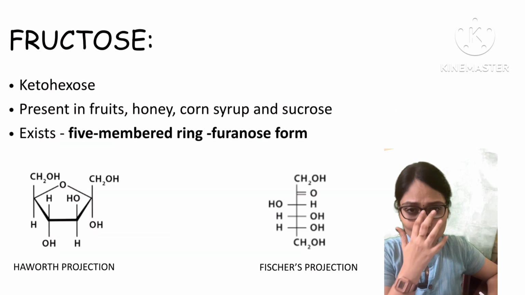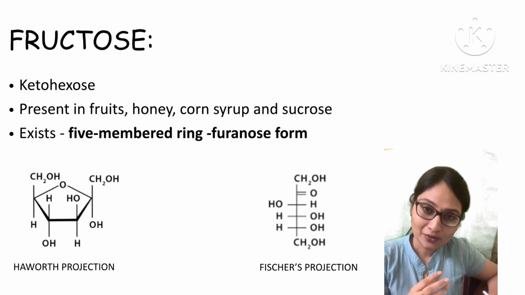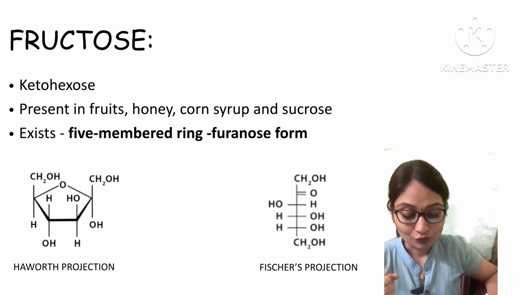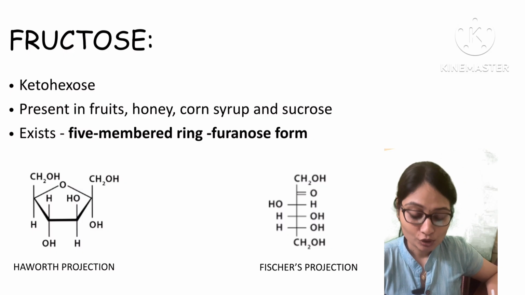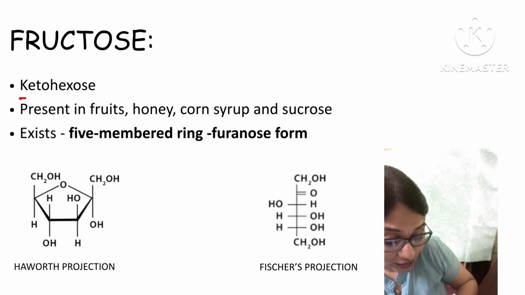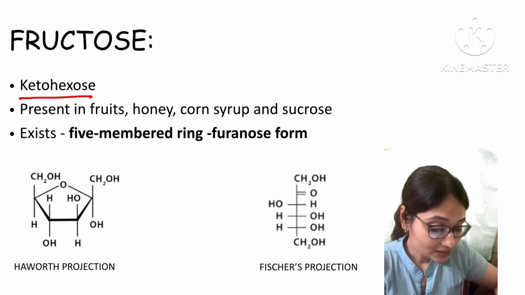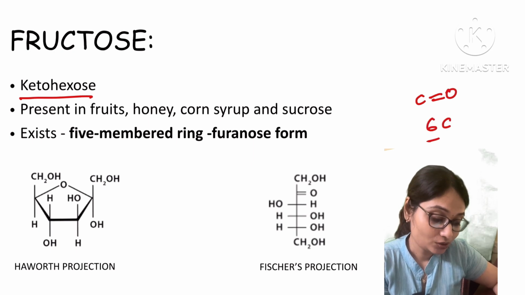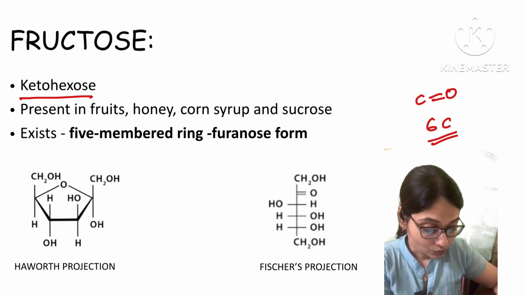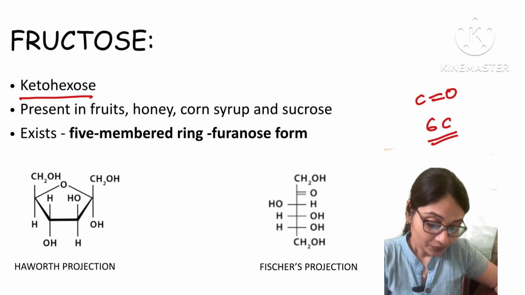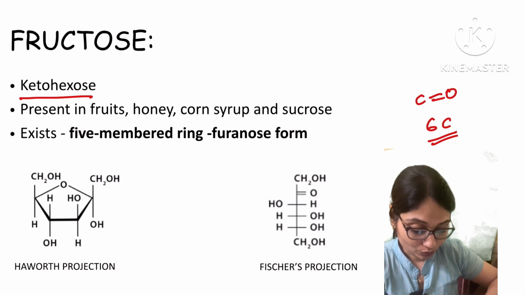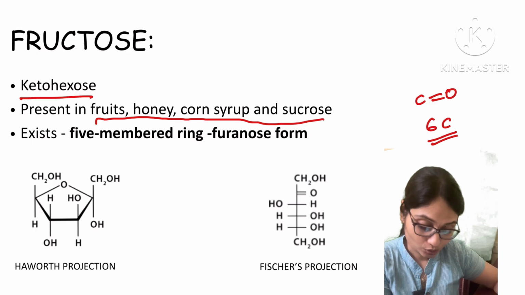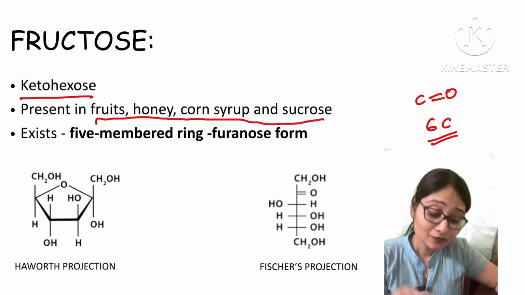So let's move on to what fructose is. As you all know, this is pretty much a fact which every one of you knows. Fructose is a ketohexose. What do you mean by the word ketohexose here? Keto means the functional group is C double bond O, and hexose means it contains 6 carbon units. This is what the term ketohexose means, and as we all know, it is present in fruits, honey, corn syrup, and sucrose, and it exists in a 5-membered ring structure called the furanose form.